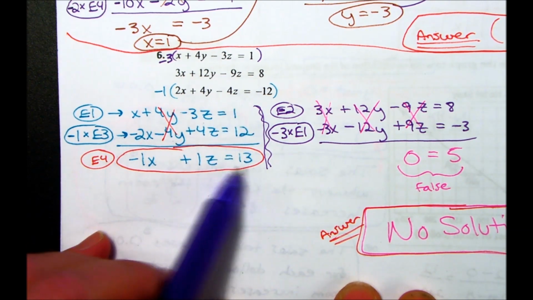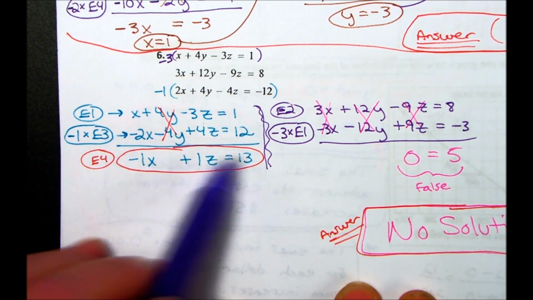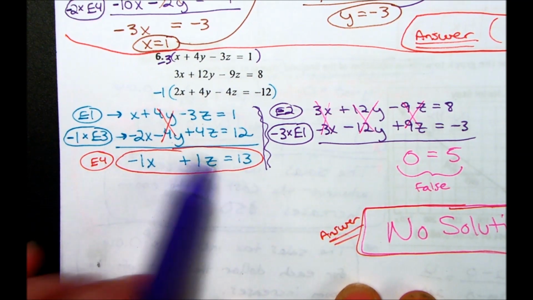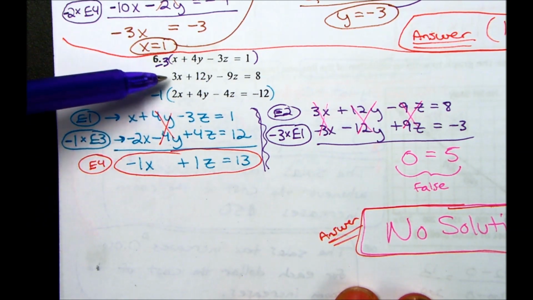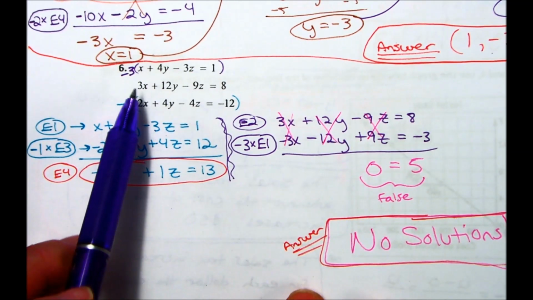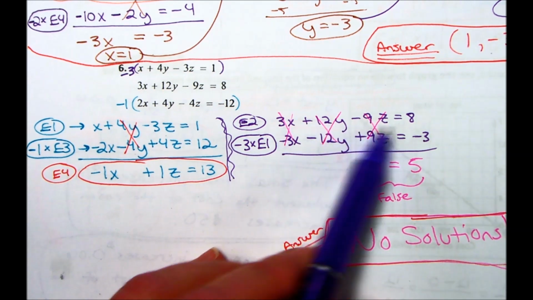Combine your 1 and 12, and you get 13. So now that's my equation 4. Now I'm going to hold off on that. Since I've used equation 1 and 3, I now have to use equation 2. So I rewrote equation 2 over here.